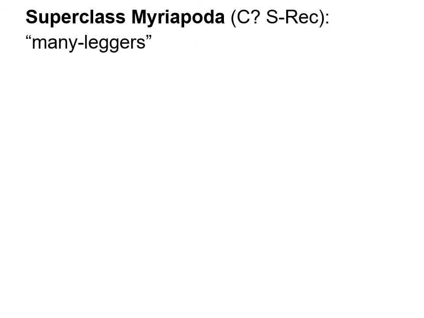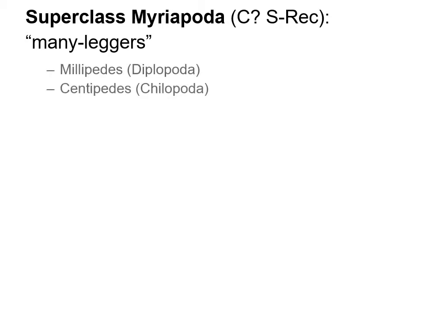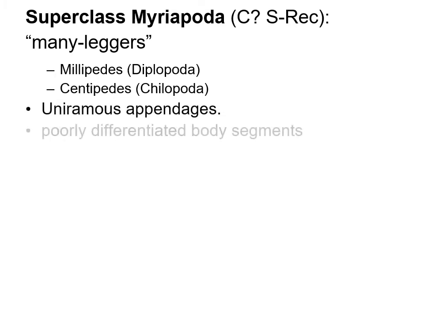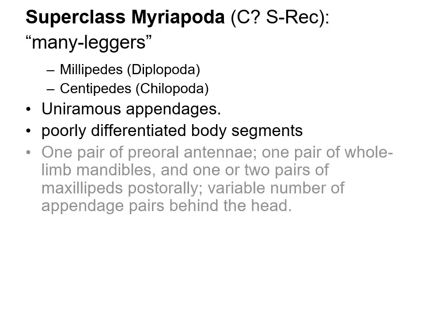Another superclass are the Myriapods, possibly Cambrian and Ordovician, definitely Silurian onward. We think of these as the many-legged arthropods. These include Diplopoda and Chilopoda, or millipedes and centipedes, respectively. These all have uniramous appendages as well, but they have very poorly differentiated body segments. When you look at a millipede or a centipede, you can see there's lots of segments, but they're not as differentiated as we see with Malacostracans or what we see with other insects.